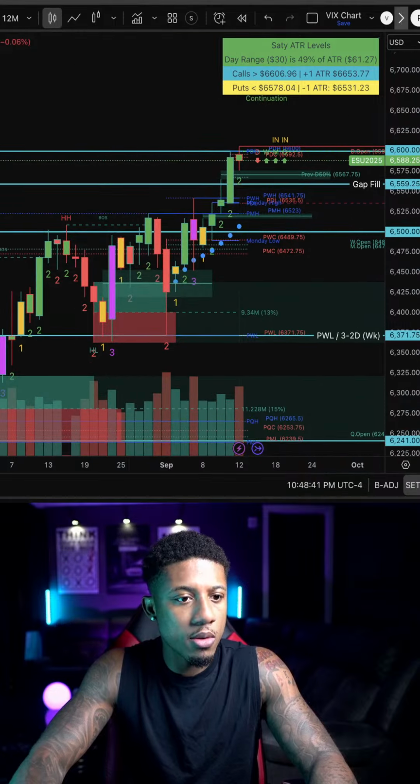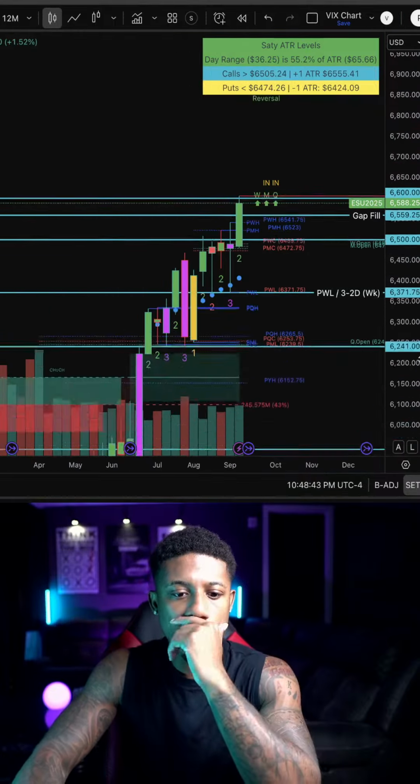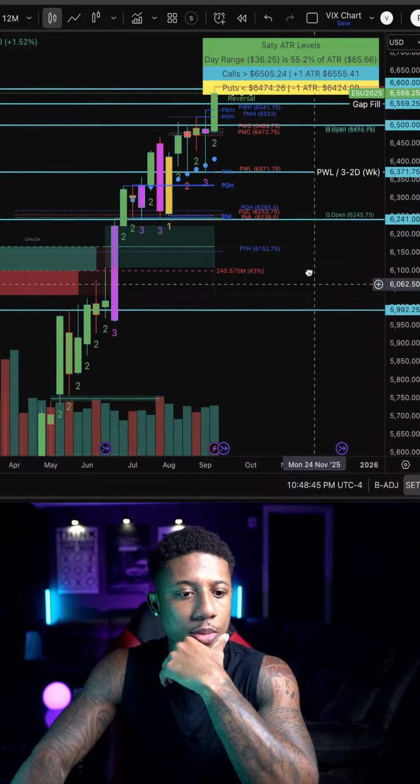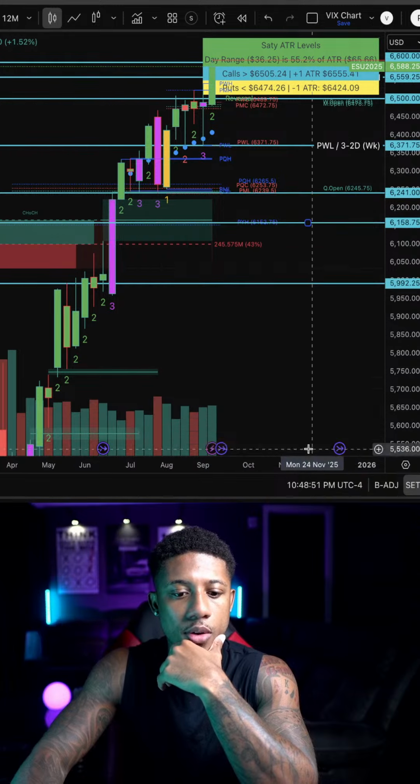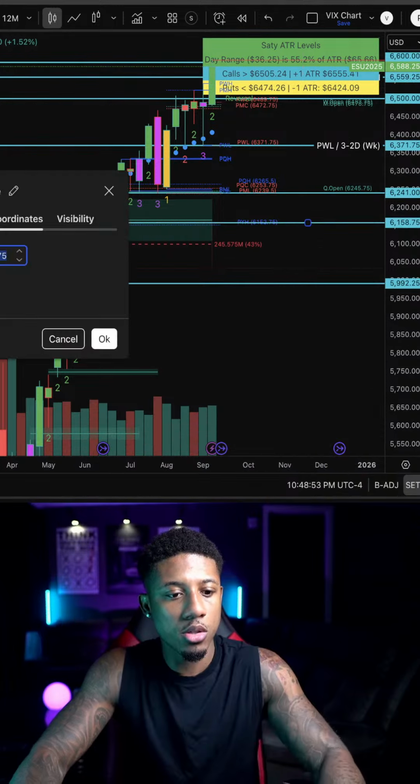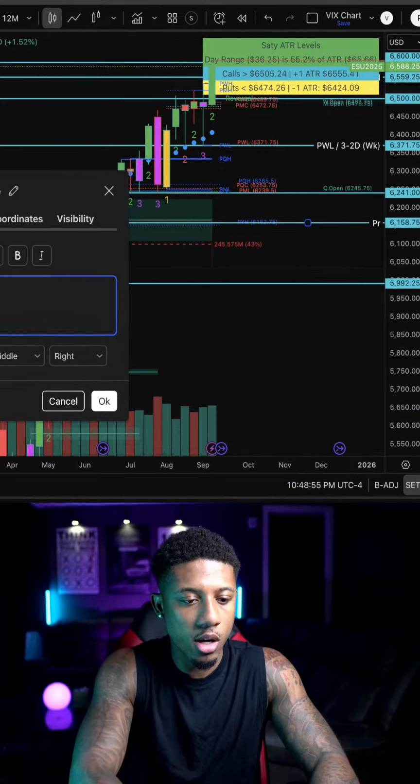So these are the main levels here. If we go up to the weekly time frame as well, these levels should match up as well. Another level is going to be this previous year high. So this is going to be a very important level. I'm gonna actually just mark this out as previous year high.